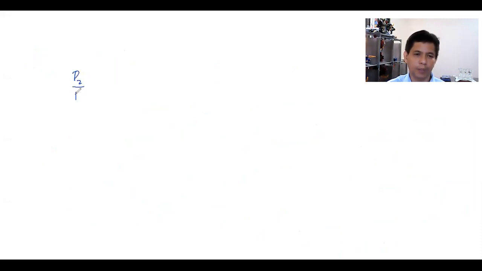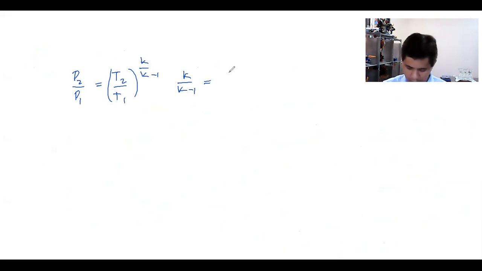P2 over P1 is equal to T2 over T1, tapos raised to K over K minus 1. Let's try to solve K over K minus 1. May given naman tayong K or gamma, ano? So K for this problem is 1.4. It's 1.4, no? K for air is 1.4. You still remember the problem. So 1.4, 1.4 minus 1. This is supposed to give you something.